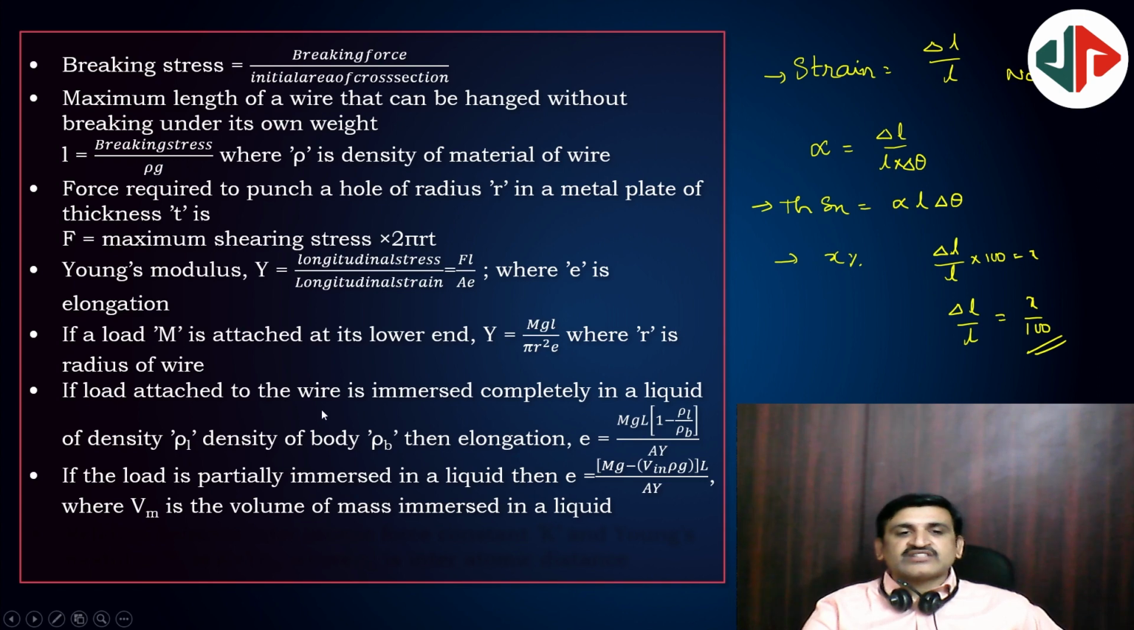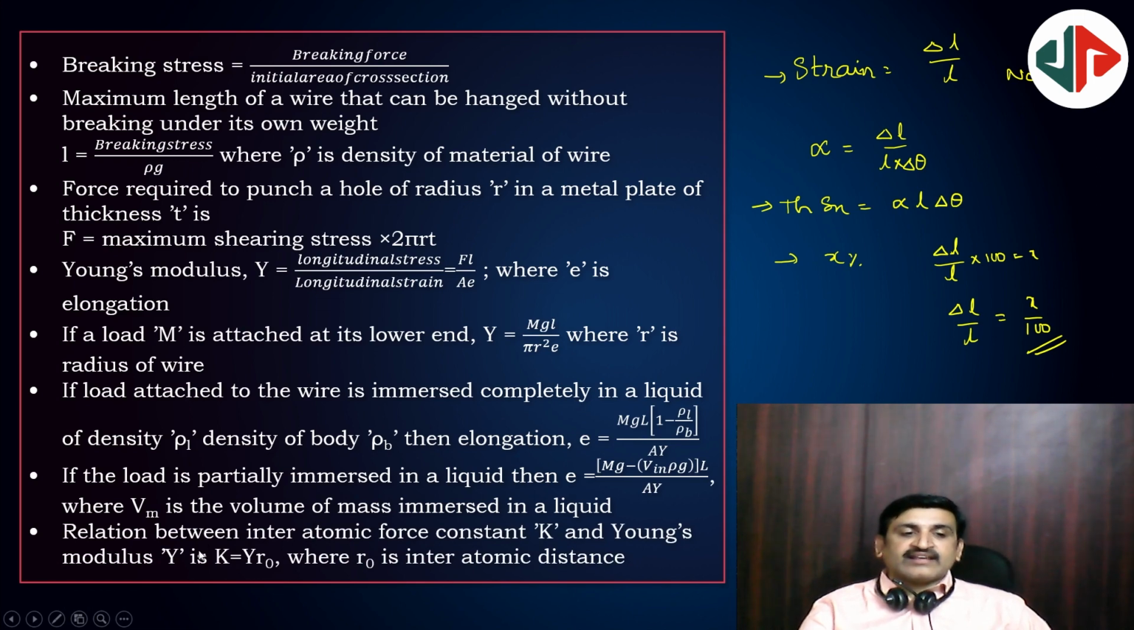A load is attached to the wire and immersed completely in a liquid, then elongation is given by mgl of 1 minus rho L by rho B by AY. Next, a load is partially immersed in a liquid, then elongation is mg, 1 minus volume of the body inside the liquid into rho G, into L by AY. Relation between Young's modulus and the interatomic constant is K is equal to Y R naught, where R naught is interatomic distance and K is interatomic constant, Y is Young's modulus.